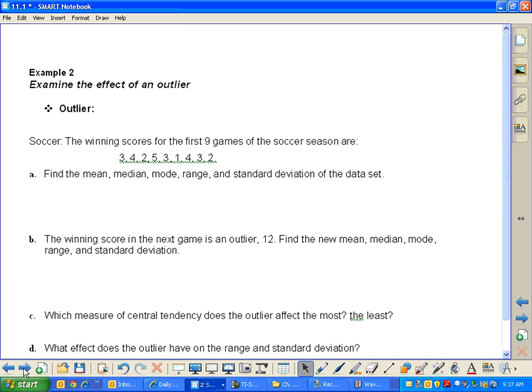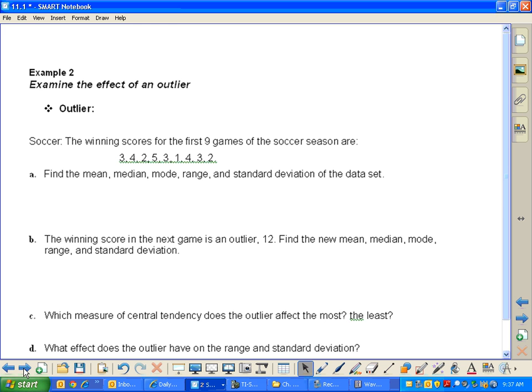Before we get too far into example 2, this is our second objective for the day. Our other goal is to just sort of get you to be able to talk about how an outlier affects these measures of central tendency and these measures of dispersion. So first we have to define what an outlier is. Does anybody know what an outlier is? Have you ever heard that word before?